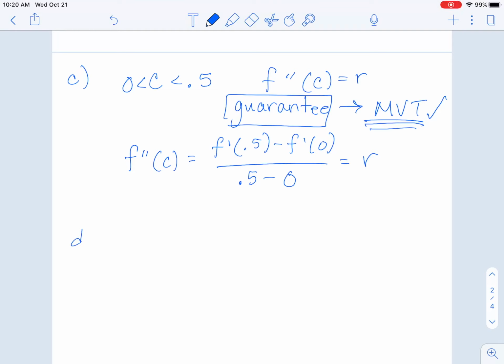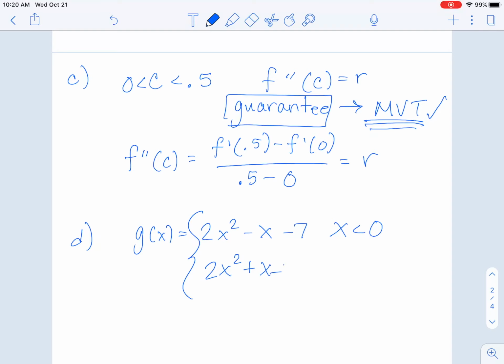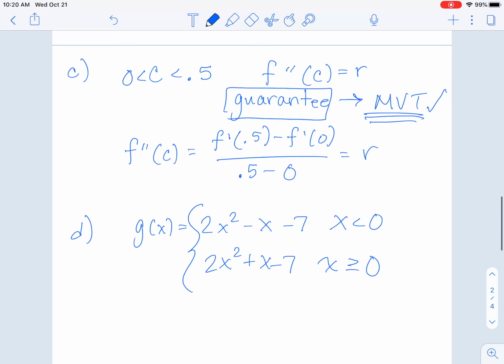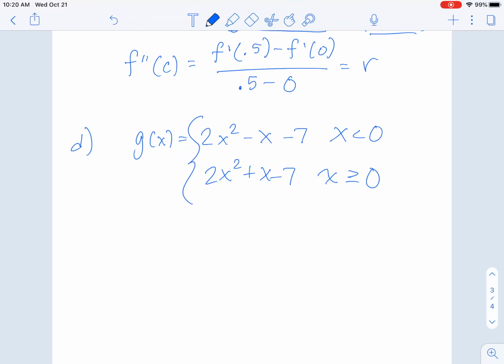And last but not least, on problem D, they're telling you that g of x is equal to 2x squared minus x minus 7 for x is less than 0. And then they're saying that that's 2x squared plus x minus 7 for x is greater than or equal to 0. And it says the graph of g passes through each of the points of f that's given in the table above. Is it possible that f and g are the same function? Give reasons for your answer.